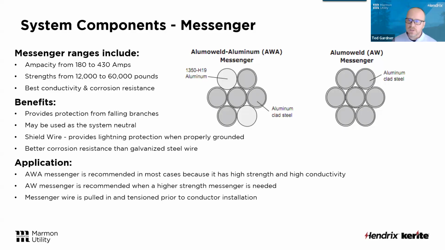Most clients will ground it at every pole. Our recommendation is to ground it at the most every 500 feet, but a lot of clients will ground it at every pole. So it kind of even works as a shield wire because it's up above the system.